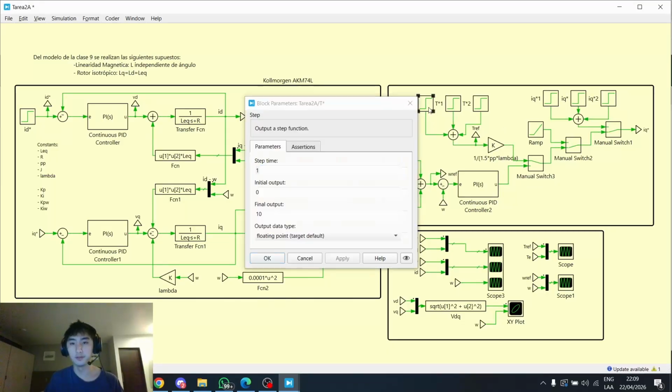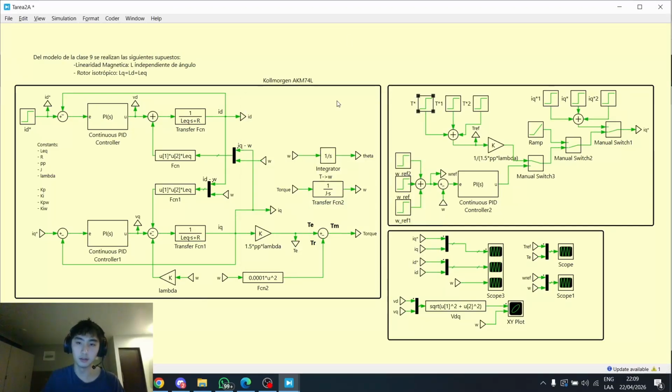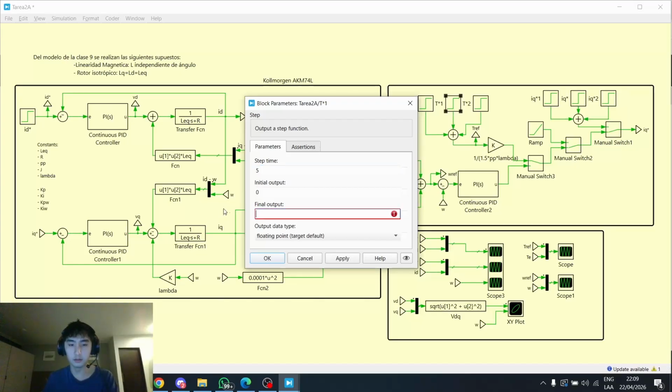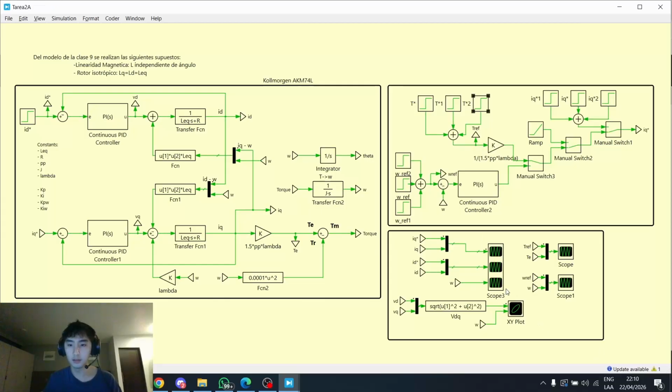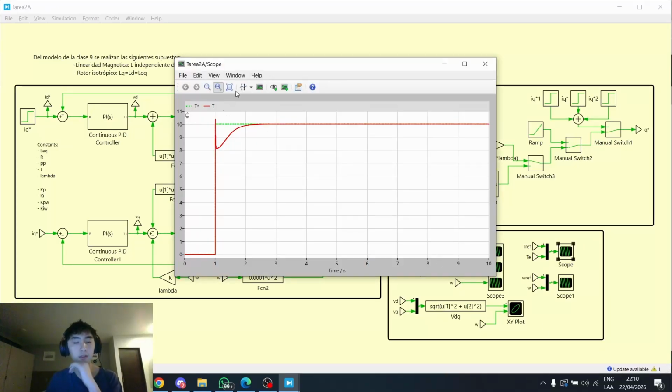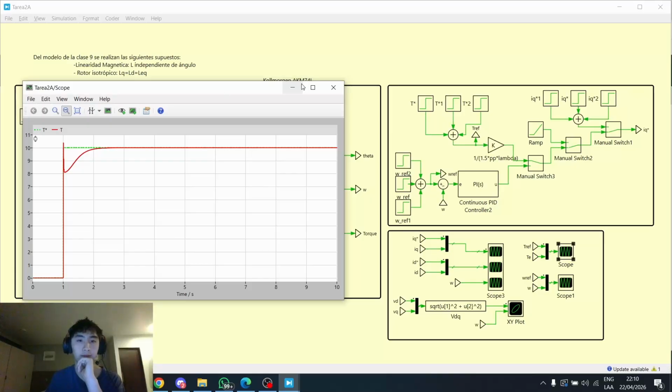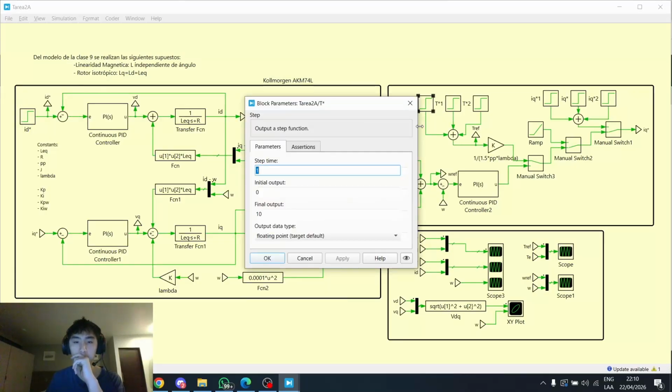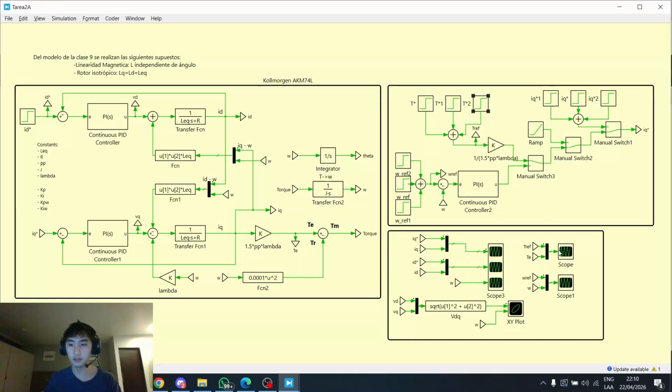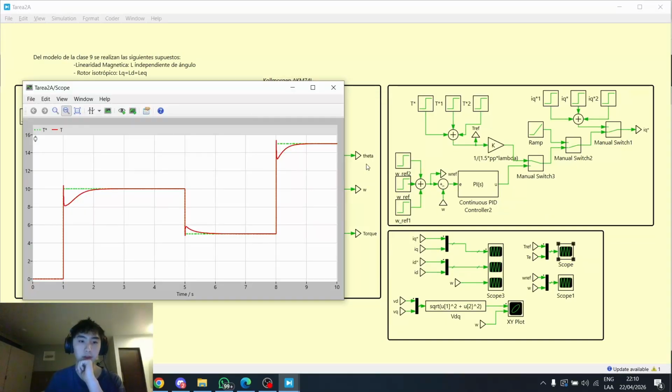To test if this works, we're going to put a step of, let's say, 10, 0, and 0, and we are going to see that it is in fact following the reference. Now testing for multiple steps, let's say 10, -5, and then another 10, we are going to see that it also successfully follows the reference, although it does present a bit more undershoot.